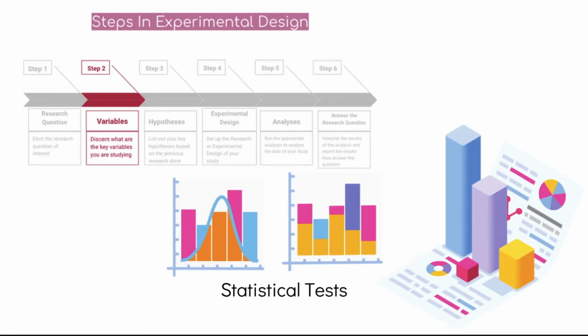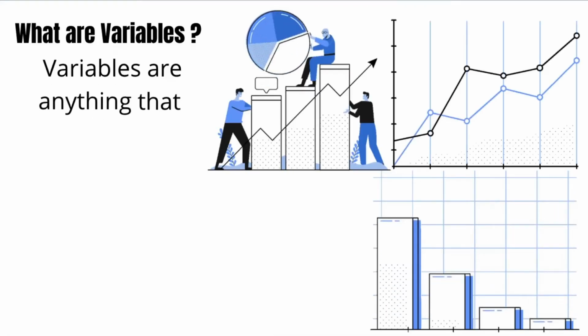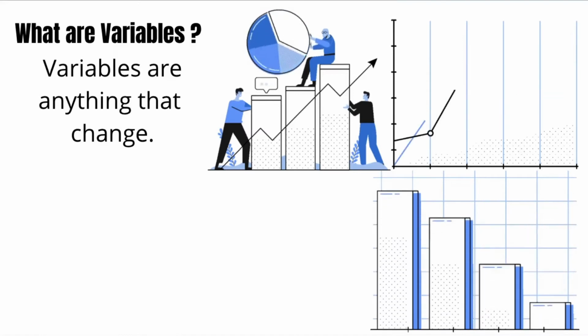So now that we have our motivation straight and we have answered the question why we should study variables, let's move on further to answering the question, what are variables? So what are variables? In research, the things that we measure are called variables, and they can be defined as anything that changes over time.